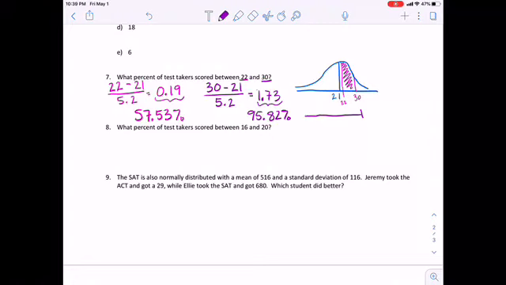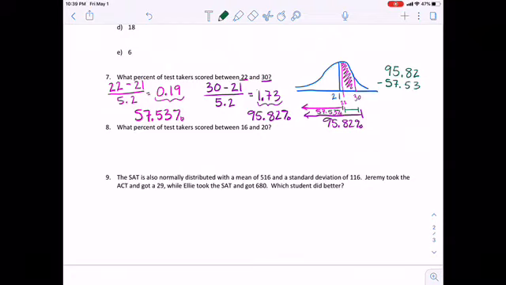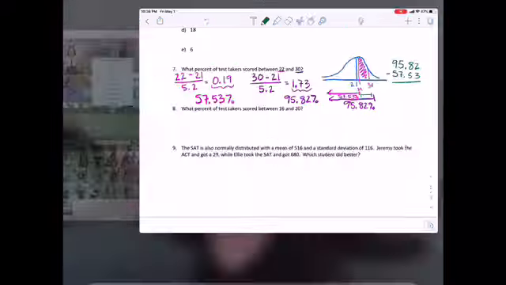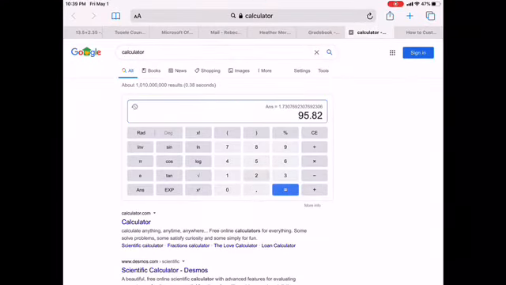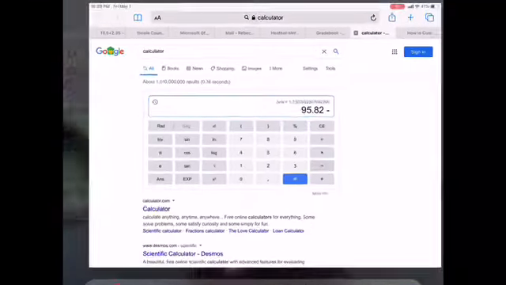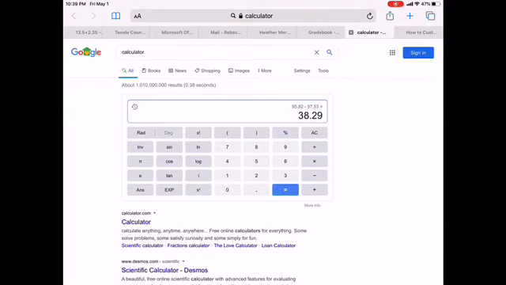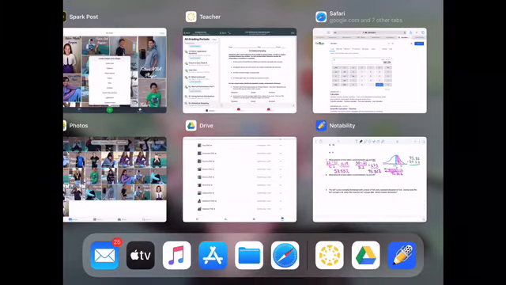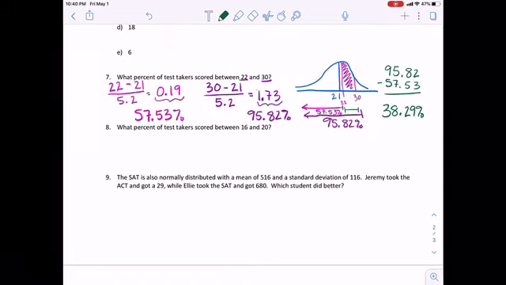So if 95.82% of students got a score below 30 and 57.53% of students got a score below 22, what I really want to know is the percentage that's in between them. If I want to know the number in between, all I have to do now is subtract. So I have the 95.82, and I'm going to subtract 57.53, and if I type that in my calculator, I have 95.82 minus, I forgot, 57.53, and my calculator says it's 38.29. So then I know that 38.29% of students got a score that was in between the 22 and the 30.